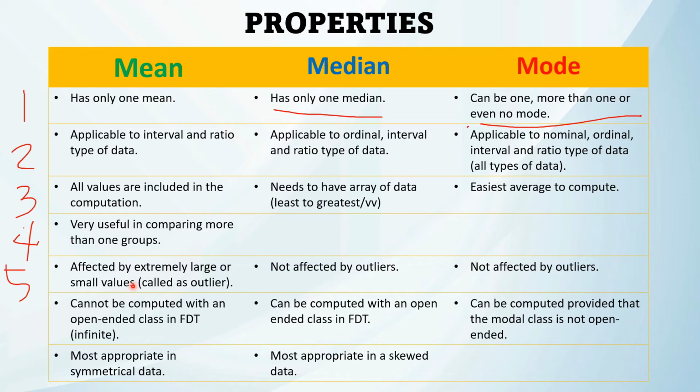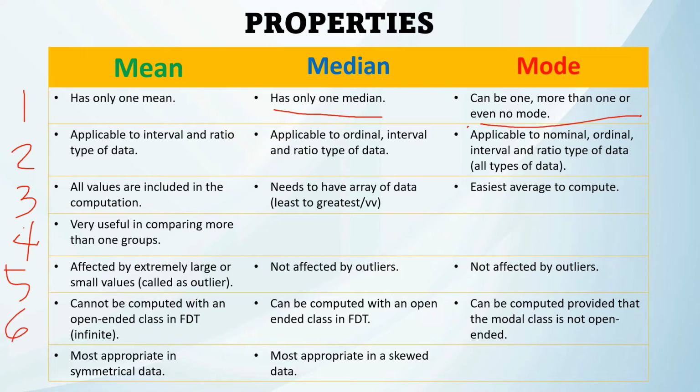Because as far as I can remember, you use all the values in the computation of mean. So since you use all the values in the computation of mean, if there is an outlier, an extremely large or an extremely small value, that value will affect the mean of the data set. Okay?